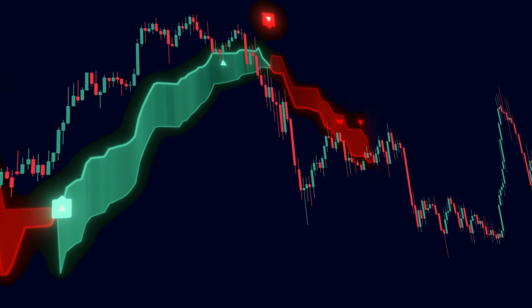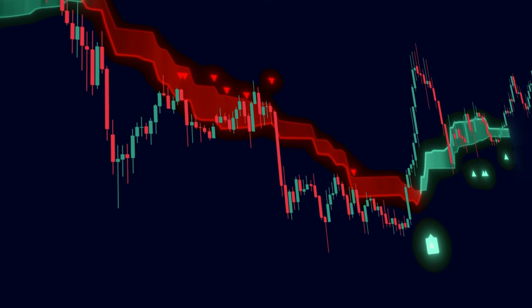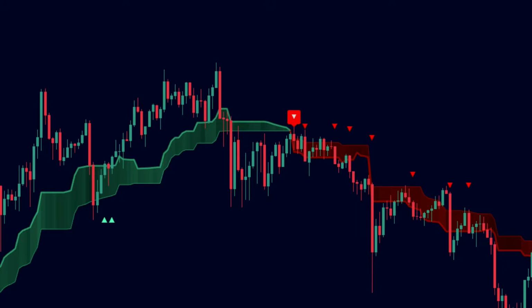You know those trends where you either enter too late or get shaken out right before the real move begins? This tool is designed to reduce that problem by showing not only whether the market is bullish or bearish, but also where pressure is building and when momentum starts to cool off.